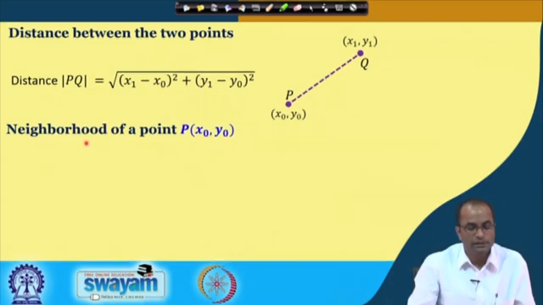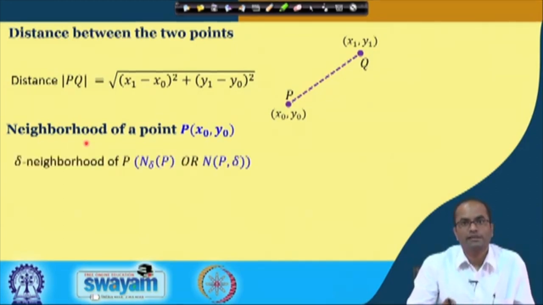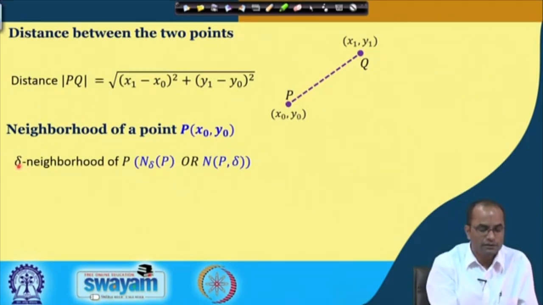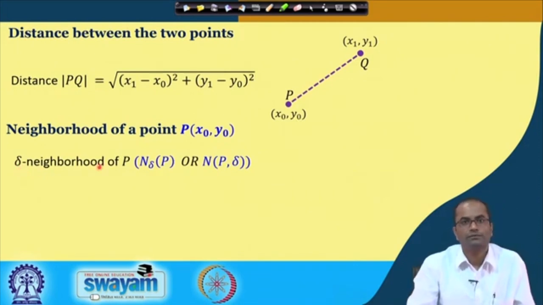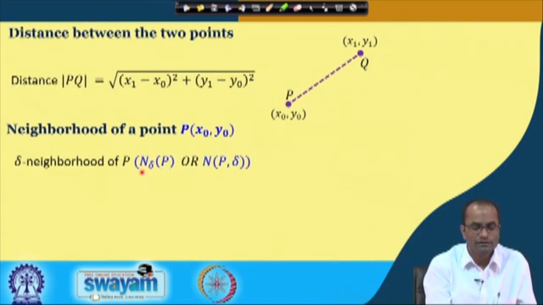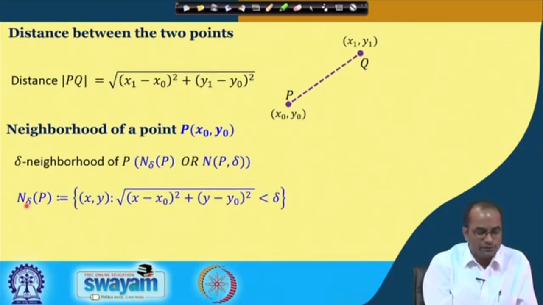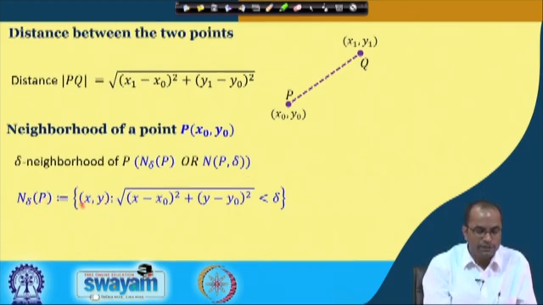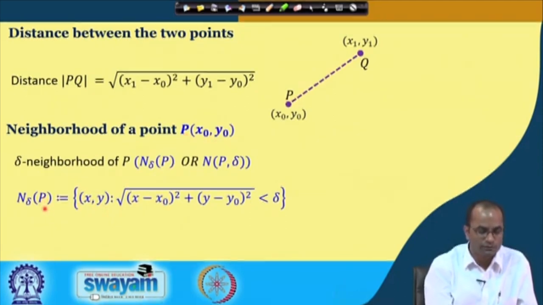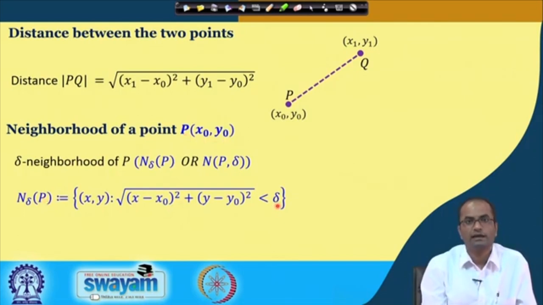We will also introduce now the neighborhood of a point P (x0, y0). So, if a point is given in the xy plane as (x0, y0), which is denoted by P here, then we will introduce what is the delta neighborhood of this point P, which is usually denoted by N delta P or N P delta. So, here N delta P is given by all the points (x, y) whose distance from the point (x0, y0), from this point P, is less than delta.